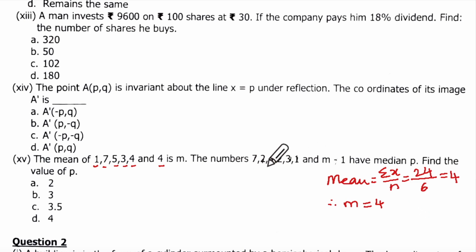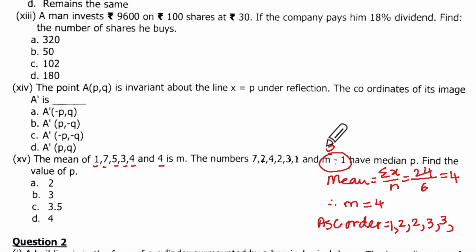Yes, ma'am. And the median of the numbers, this, and m minus 1. Now m minus 1 means 3, right? 4 minus 1. So you will show the ascending order. What is ascending order? 1, then 2, then again 2, 3, then there are how many threes? 2. 2 threes, then 4, 4, 7.